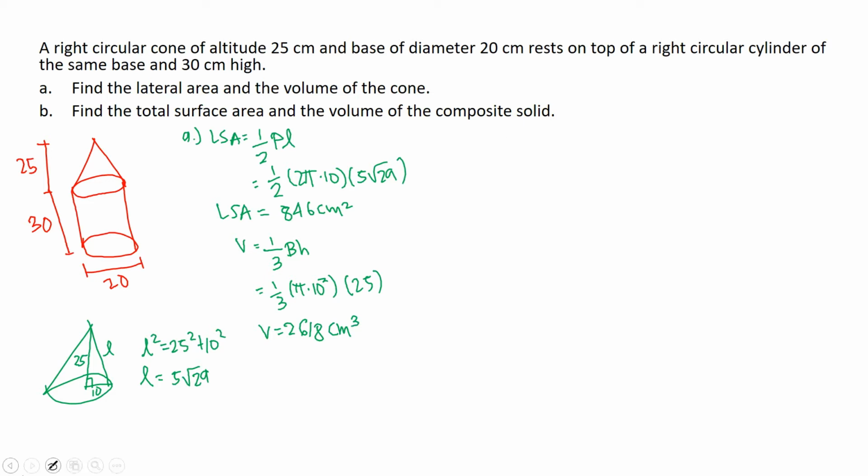Okay? Sige, letter B na ta. Proceed na ta for letter B. Letter B is to get the total surface area and the volume sa imong composite solid. When we speak of composite solid, kani as a whole, imong composite solid. The total surface area of the cone and the cylinder altogether, plus the volume altogether.